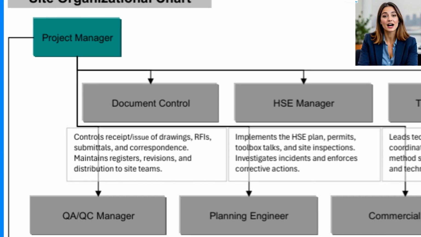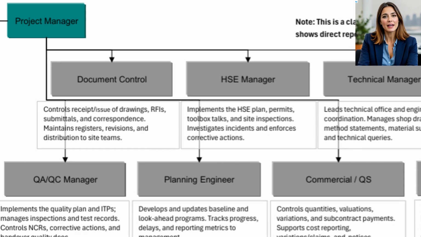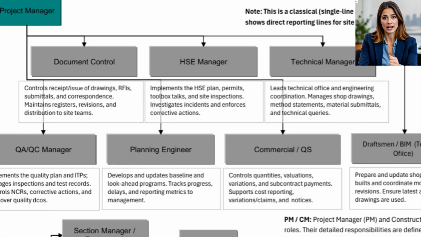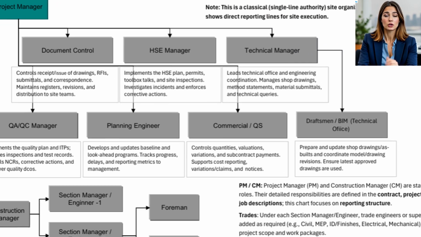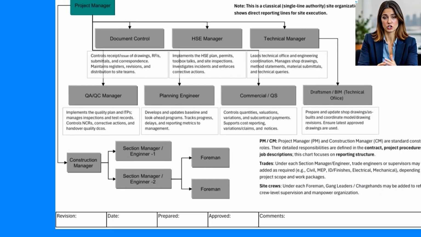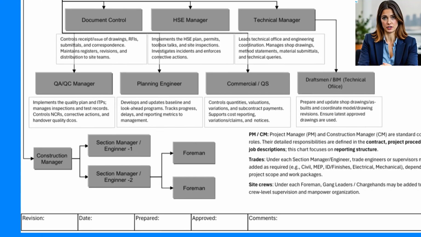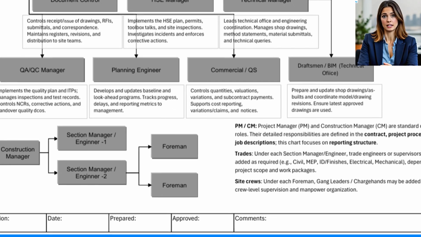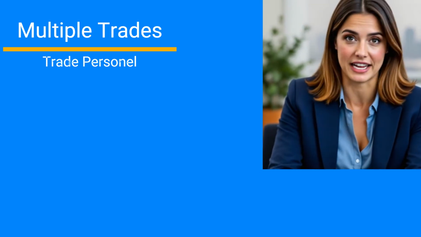Let's build the classical site org chart first. At the top, put your project manager. Under that, list the key site control functions: document control, QA/QC, planning, commercial QS, and technical. Then build the execution chain: construction manager, section manager or section engineer, then foreman, and if you want, gang leaders under the foreman.